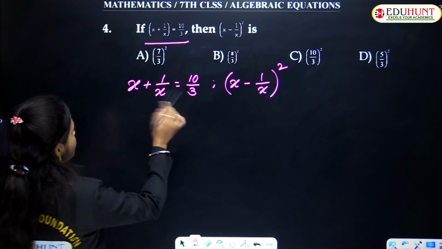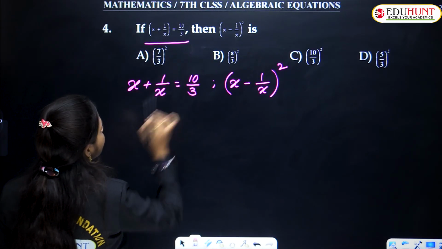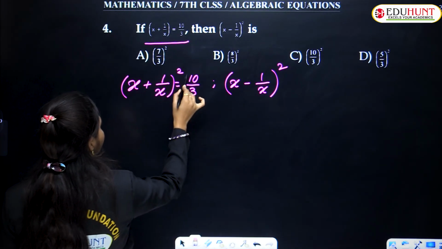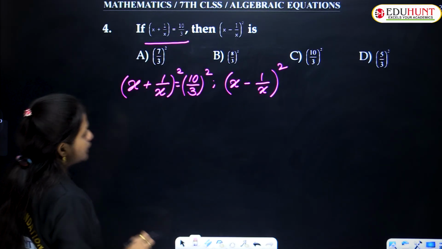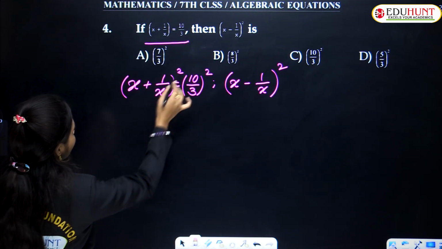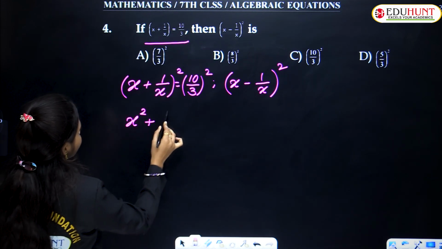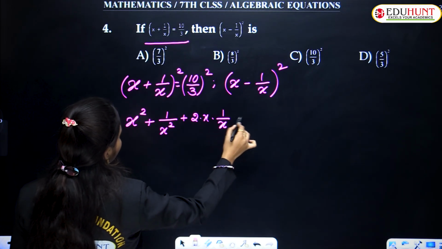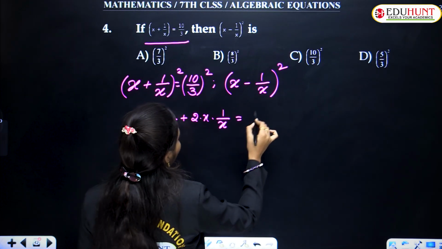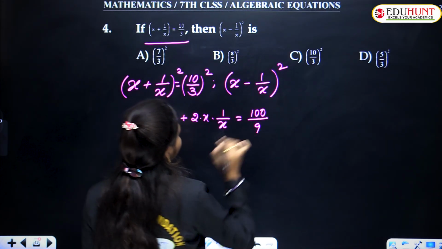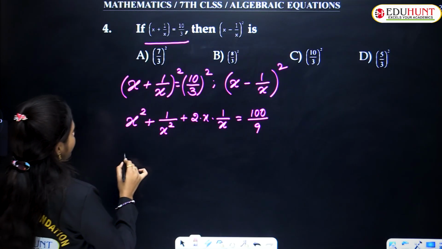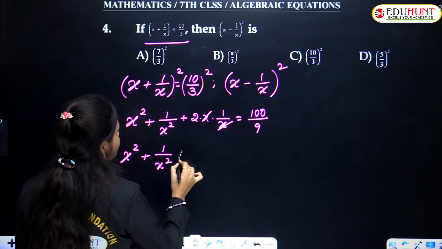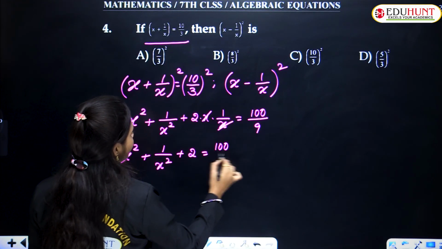Okay children. So first see that here x plus 1 by x is equal to 10 by 3. So I want to find that squaring on both sides. Okay. Why means I will tell you that, see here. So this is in the form of a plus b whole square. So a square plus b square plus 2ab which is equals to 10 by 3 whole square means 100 by 9. Clear, ma? So from this one, x square plus 1 by x square, x and x gets cancelled. So plus 2 is equal to 100 by 9.